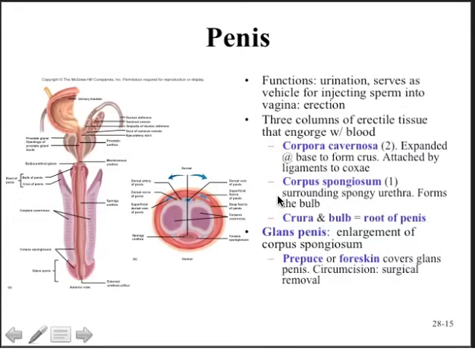Circumcision, remember, is the surgical procedure removing the prepuce, primarily for hygienic reasons, to avoid irritation, inflammation, and infection by the bacteria that like to populate that region. And of course, the external urethral orifice is the exit for semen and urine from the reproductive organ.